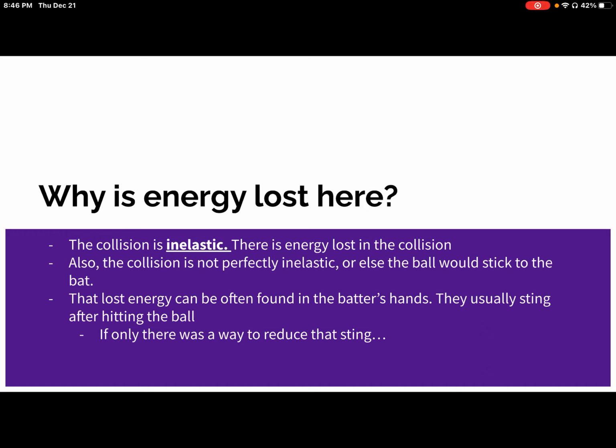The collision is inelastic. There is energy lost in the collision. The collision is not perfectly inelastic, or else the ball would stick to the bat. And that lost energy can often be found in the batter's hands. They usually sting after hitting the ball. We know that with elastic energies, energy is not conserved, and that is because the energy goes somewhere else, whether it be sound or that sting, that resonance, that frequency, that vibration that happens after the collision. And if only there was a way to reduce that sting.